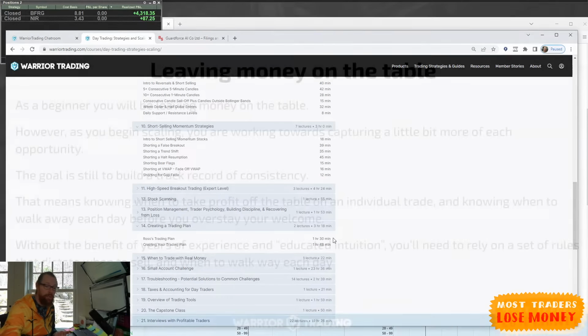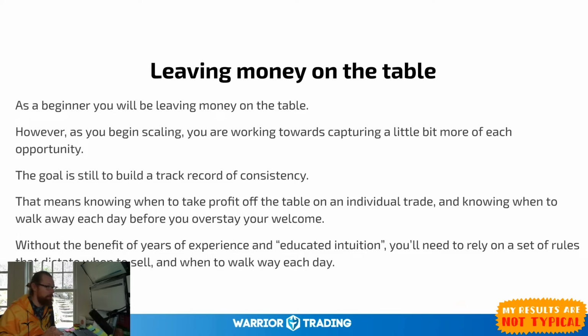So as a beginner trader, you are going to leave money on the table, right? Your goal right now is just to try to be consistent, one entry, one exit, build consistency, build confidence. With that, you're going to want to start to scale up. That's the right time to do it when you have some momentum.